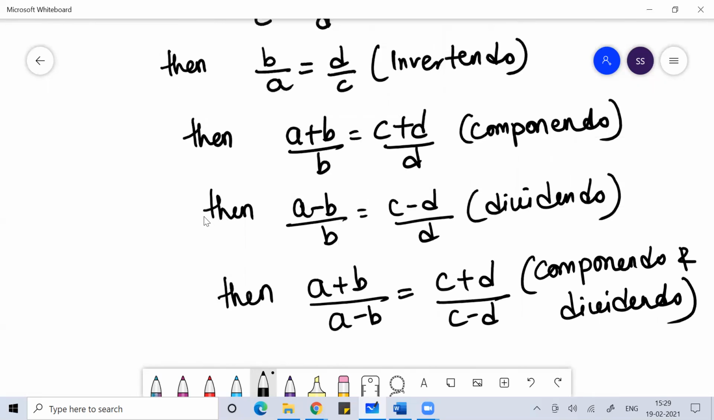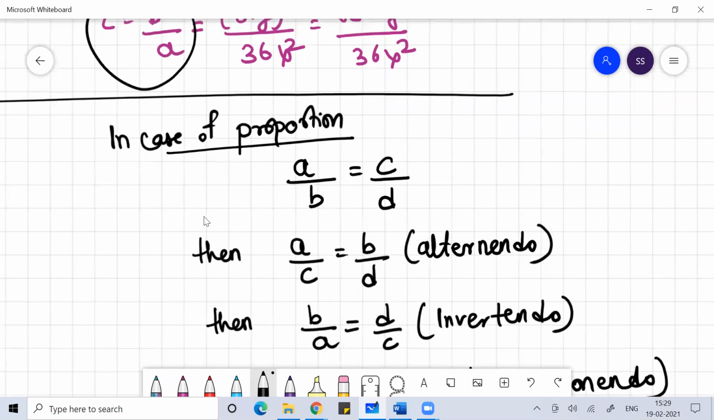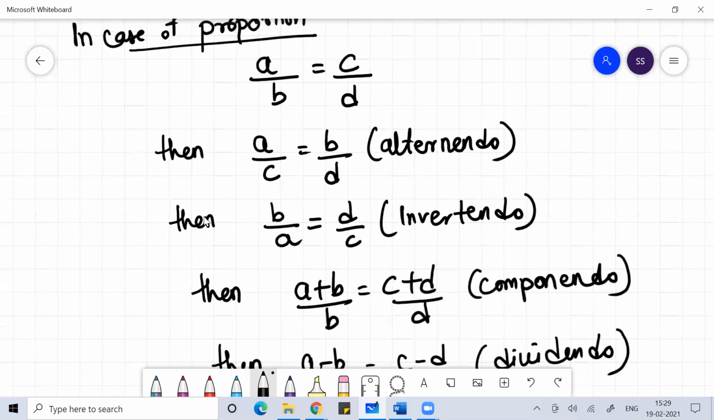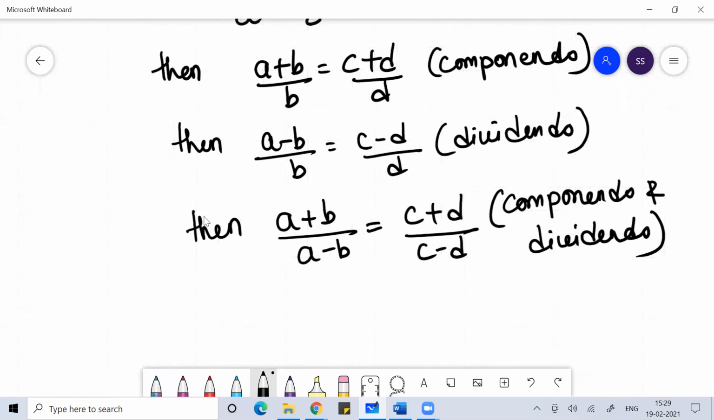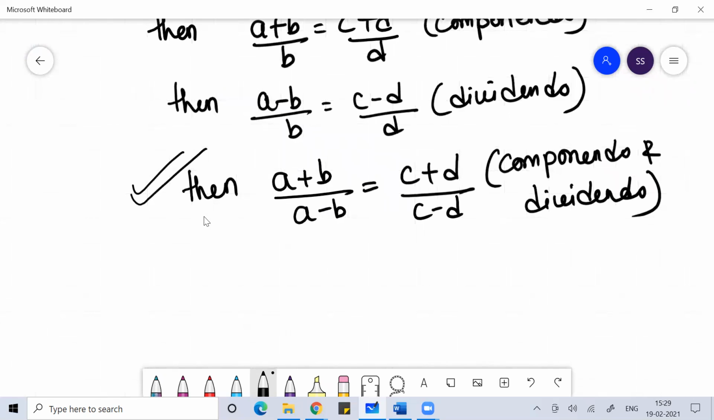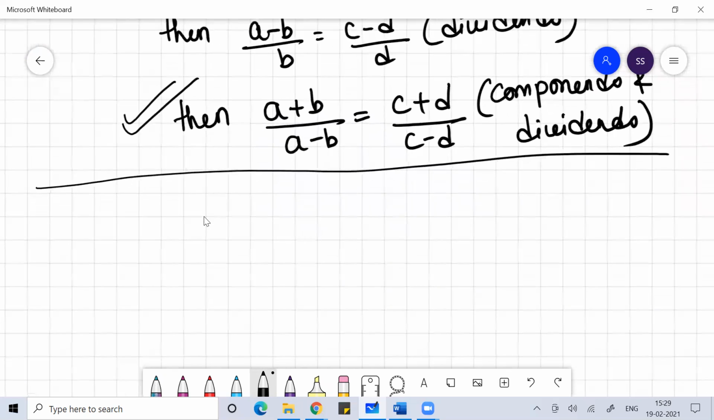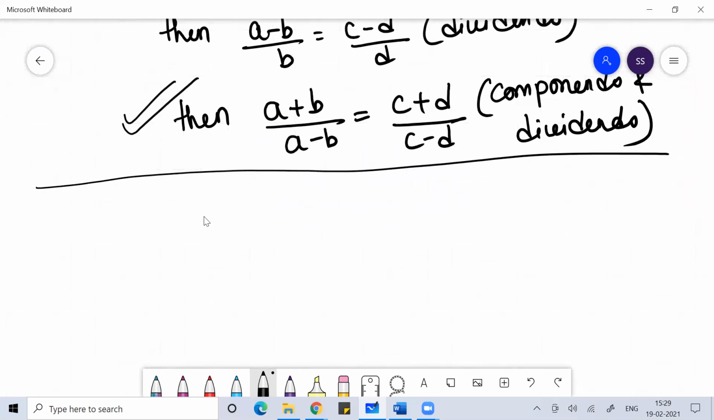This is important for you to understand in case of proportion. If A by B equal to C by D, then A plus B by A minus B will be equal to C plus D by C minus D through componendo and dividendo. Very important from the exam point of view. So remember that part. These are theory things we are discussing, but again, these are important whenever we work on ratio.